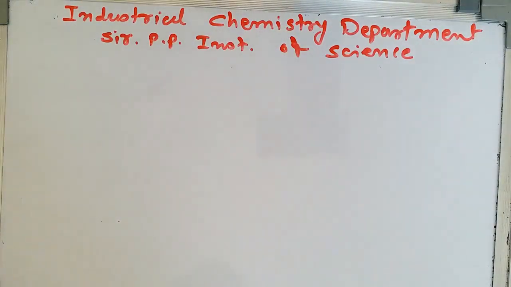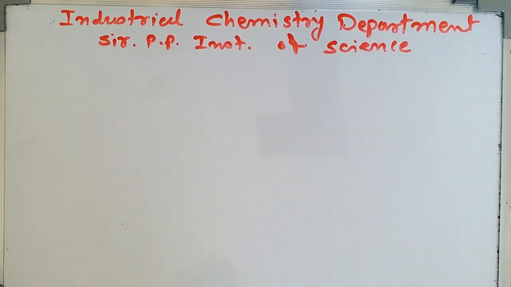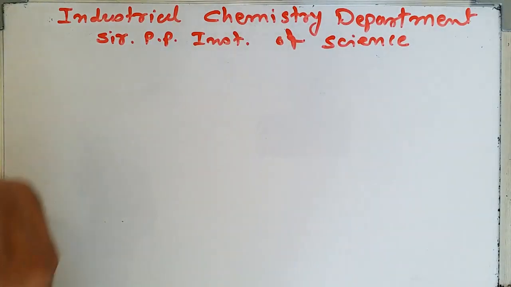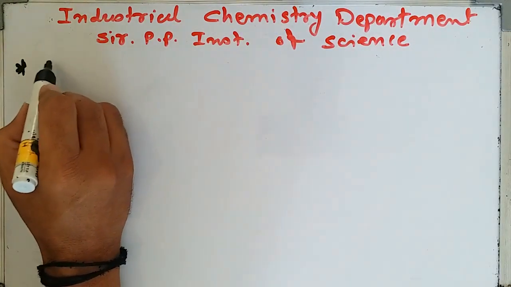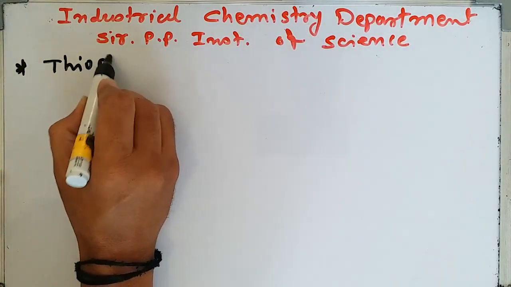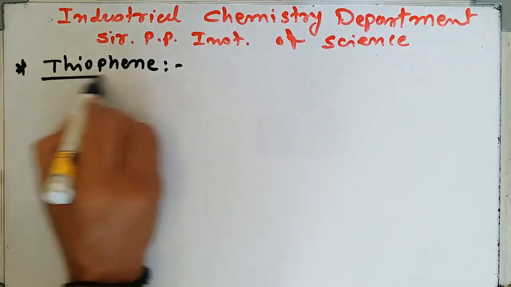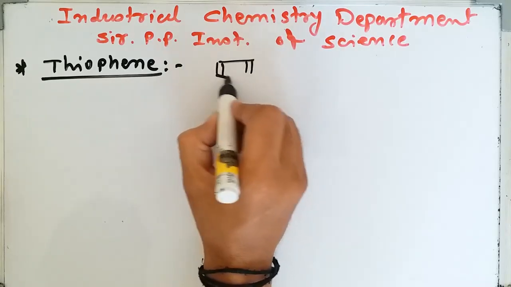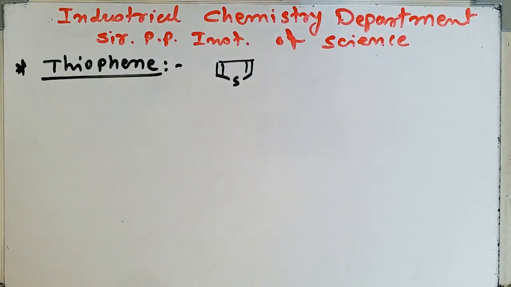Our third compound is thiophene. The structure of thiophene: a 5-member ring heterocyclic compound containing one heteroatom, sulfur. It is known as thiophene. Now we see the properties of thiophene.